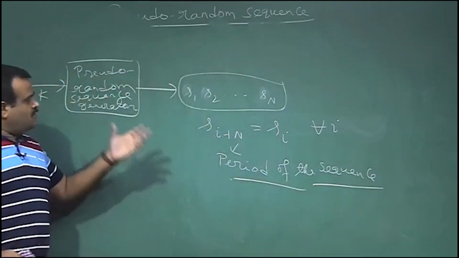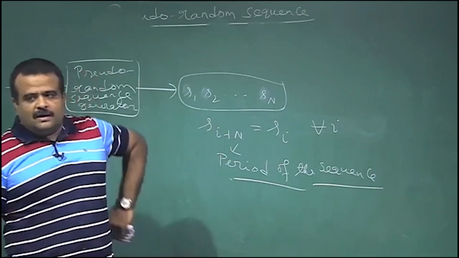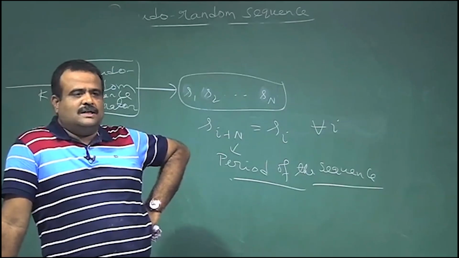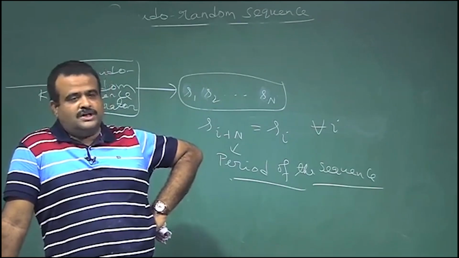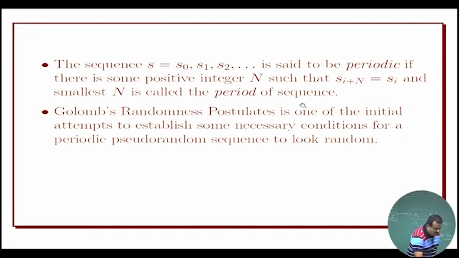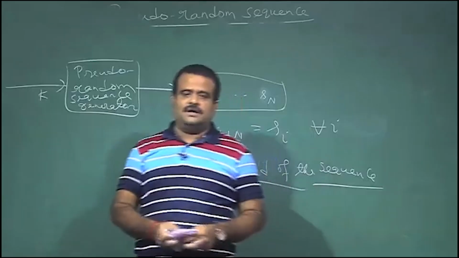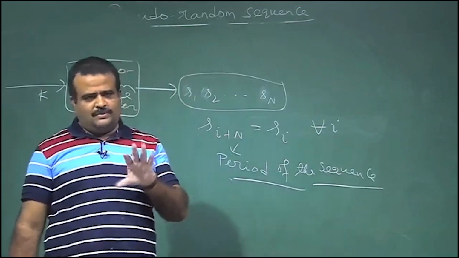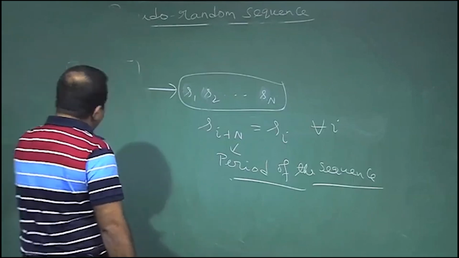Okay. Now, we take the period of a sequence and we apply Golomb's postulates, which are the necessary conditions for a sequence to be a truly random sequence. Those conditions are necessary conditions. So, let us talk about Golomb's randomness property. It has basically 3 rules, postulates. The first one is telling that in every period we have exactly the same number of ones or zeros, I mean, they differ by only 1.